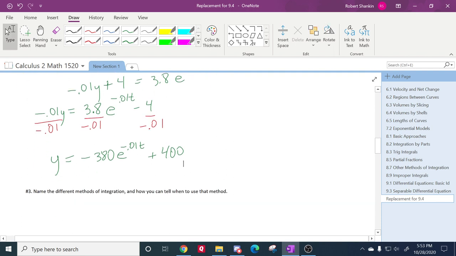Alright. Now, what I see about this is, if I was to make a graph, when t is 0, e to the 0 is 1. 1 times negative 380 is negative 380, so I'm going to get 20. This original thing starts at 20.